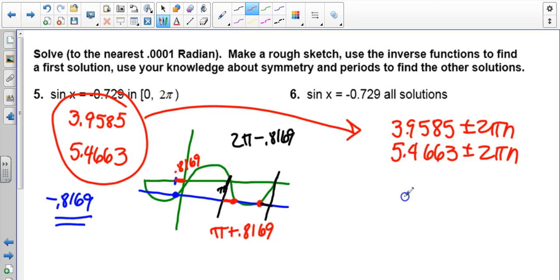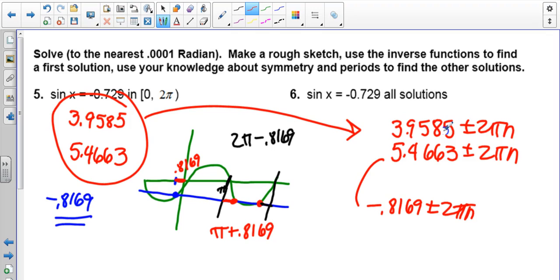All right, you could have also said, instead of this one, negative 0.8169, because that plus 2 pi is this, okay? So whether you found the closest two to the origin or the first two positive ones wouldn't have mattered.